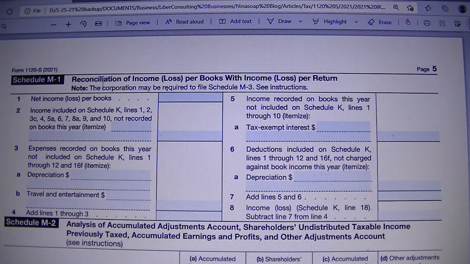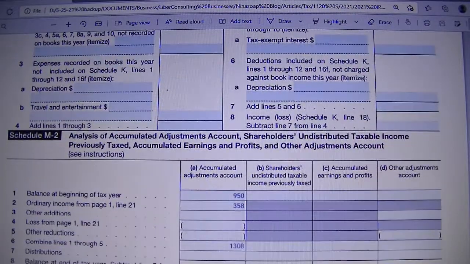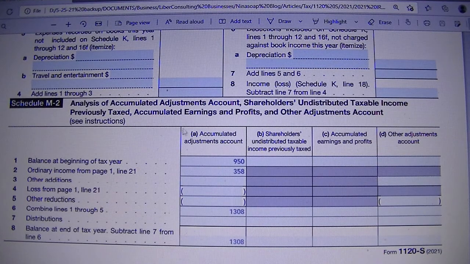And then we don't need Schedule M1. But because we have a profit and we didn't distribute it, it's good to complete Schedule M2. And frankly, I don't know how to complete Schedule M2 well, in my opinion. So I just kept everything in the first column since it is accumulating there anyway. But Schedule M2 is analysis of accumulated adjustment account, shareholder undistributed taxable income previously taxed, accumulated earnings and profits, and other adjustment account.